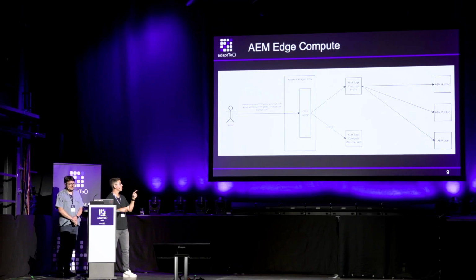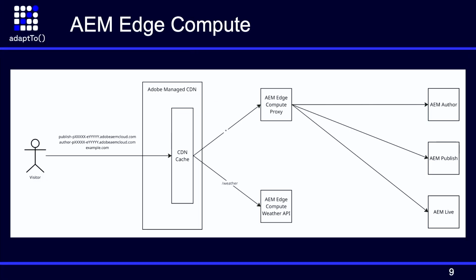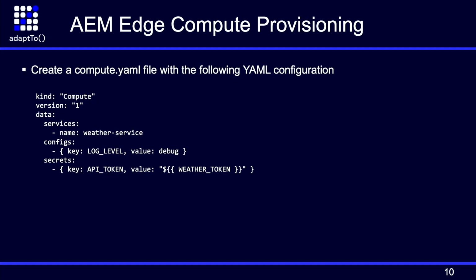An important thing to mention here, as you might see, is that the edge computes are actually sitting behind the CDN cache. So here as well, we respect the cache control headers, so it means only the request, if not cached, will go to your edge compute. So now, let's have a look at how you can provision an AEM Edge Compute.